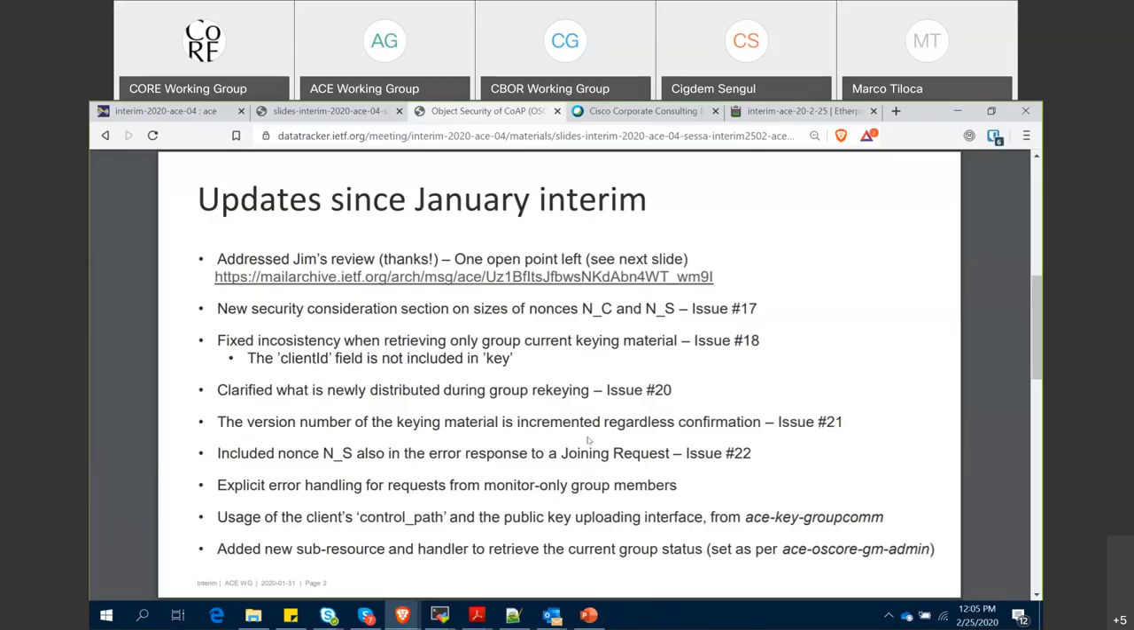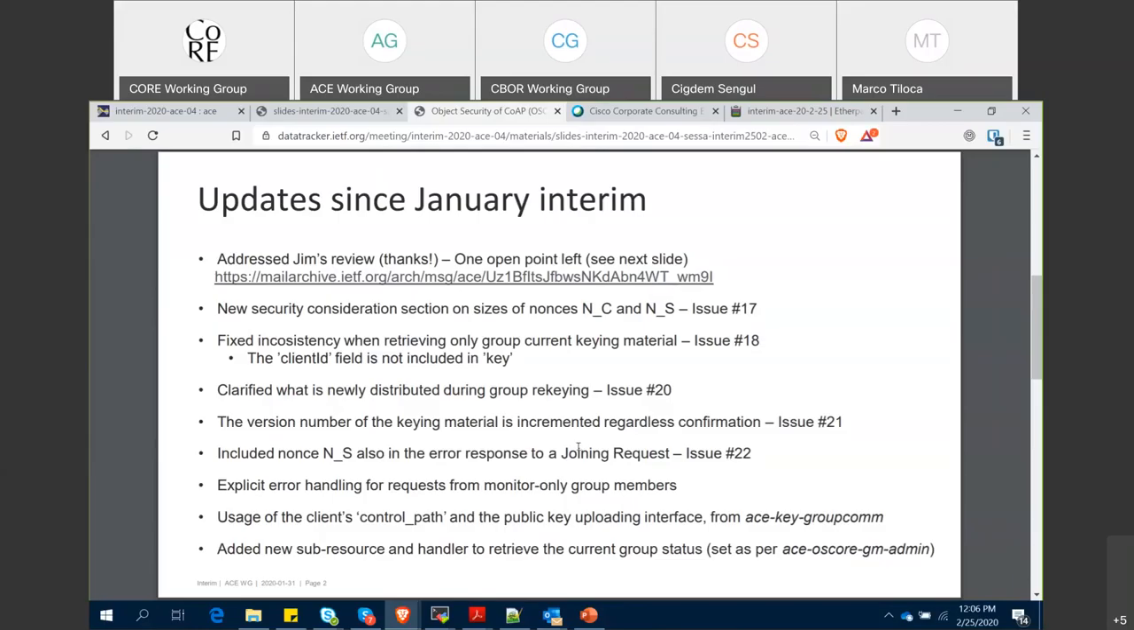And I fixed one of the methods provided by the interface of the group manager, so that now the operation that is supposed to return only the group keying material, without anything individually belonging to that node, works according to expectation. Essentially, in that particular method, the response doesn't include the sender ID that that node has in the group. So it's consistent with what's specified in ACE-key-groupcomm. We are also clarifying exactly what the group rekeying is about, so what exact information we distribute. And this is something we just echoed here too, also for ACE-key-groupcomm, about when it is sufficient to update the version number of the key material.